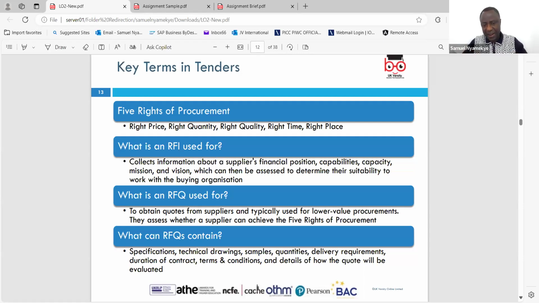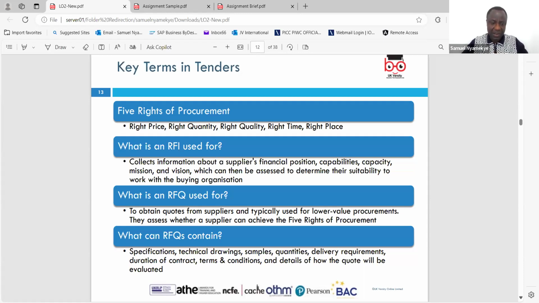Then you see that there is an RFI and an RFQ. Request for information is the general one to assess whoever you want to invite. Request for quotation is what is used to obtain quotes from suppliers, and it is typically used for lower value procurement. So RFQs are used for lower value equipment. It's like, okay, you need stationery. But when it comes to big values, definitely there is a need for you to go into tender.